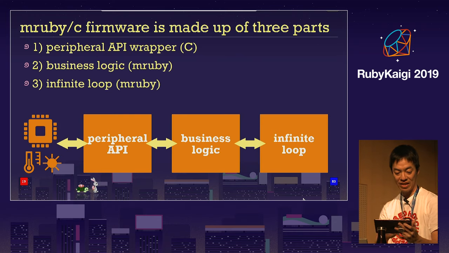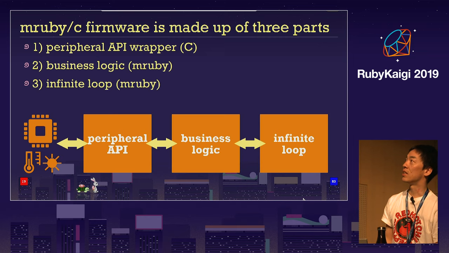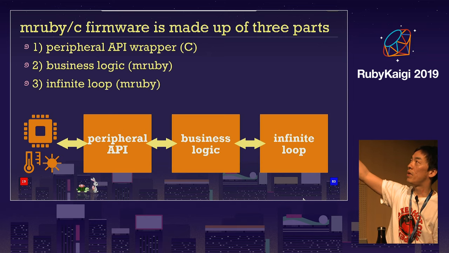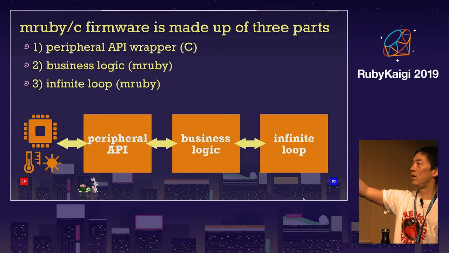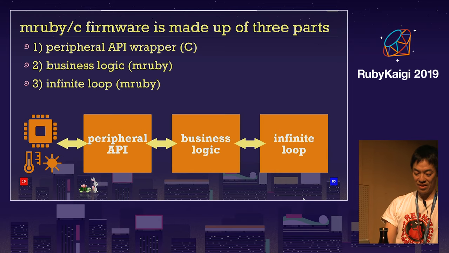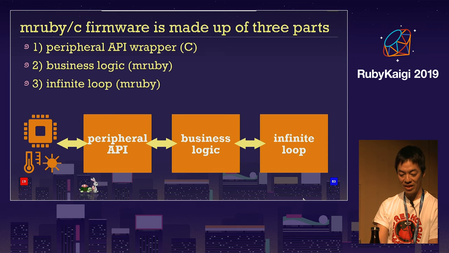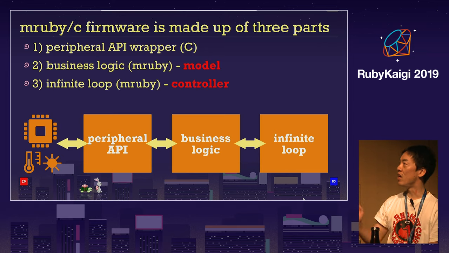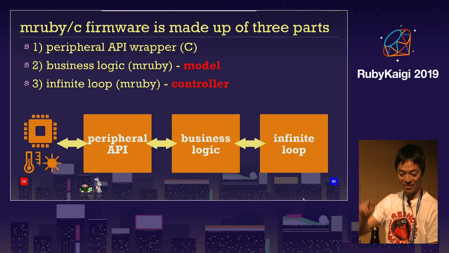Oh, this is the main topic. mruby/C firmware is made up of three parts. One, a peripheral API wrapper written in C. Two, business logic written in mruby. Three, an infinite loop in mruby. The leftmost things are the hardware stuff. As most of you are familiar with Rails, it may be easy to understand if I say model instead of business logic and controller instead of infinite loop.